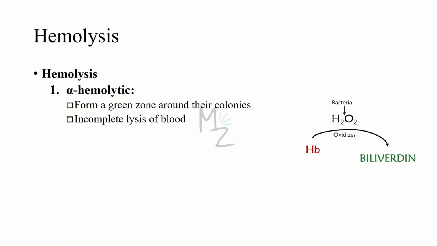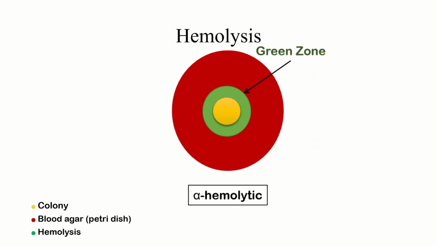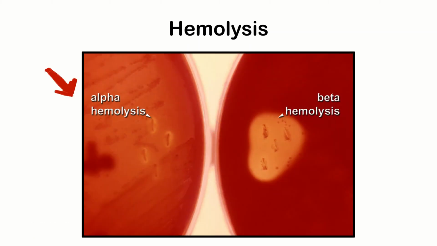It forms a green zone around its colonies. What's the reason behind forming the green zone? Green color is formed when hydrogen peroxide produced by the bacteria oxidizes hemoglobin in red color to biliverdin in green color. This is the green zone around the colonies of the alpha hemolytic bacteria, and this is the blood agar. On the left side, you can see alpha hemolysis with partial hemolysis.